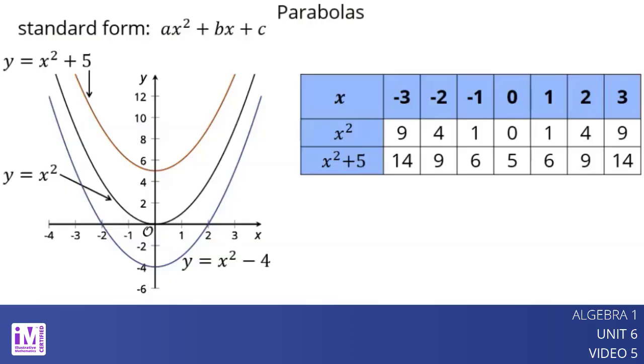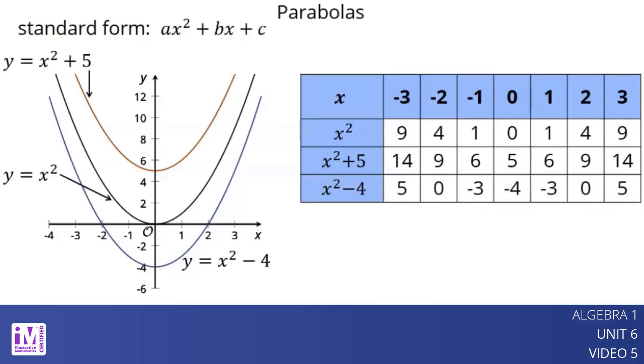Subtracting 4 from x squared gives y equals x squared minus 4 and moves the graph 4 units down. Take a look at the values for x squared minus 4. Subtracting 4 from x squared decreases all the output values of y equals x squared by 4, which explains why the graph shifts down by 4 units.